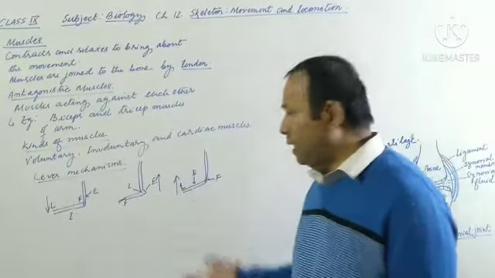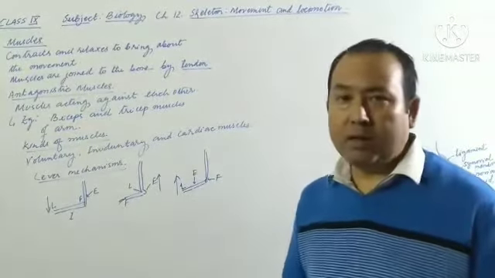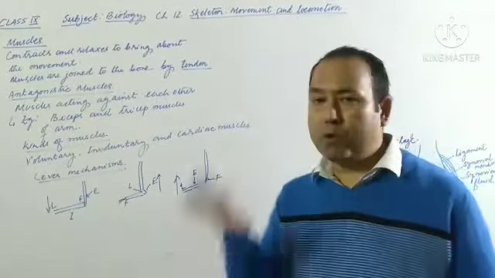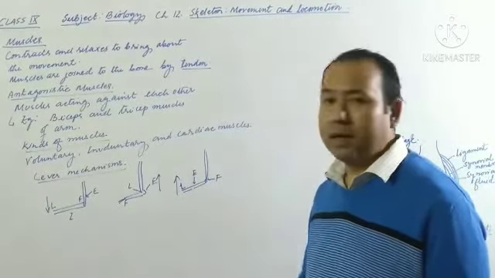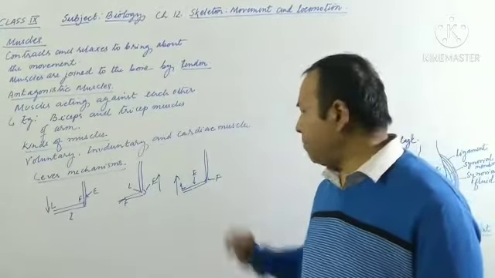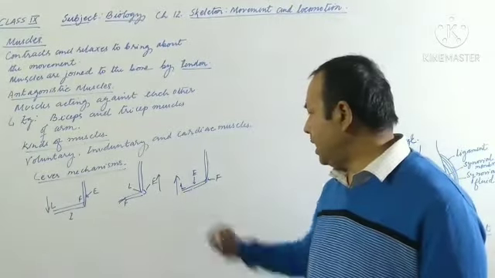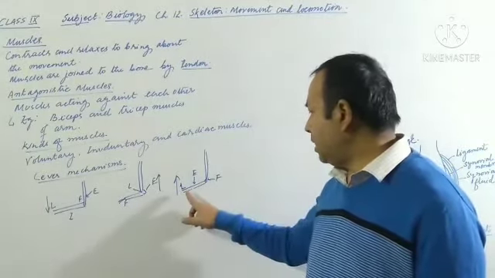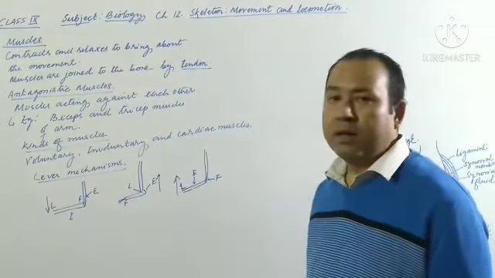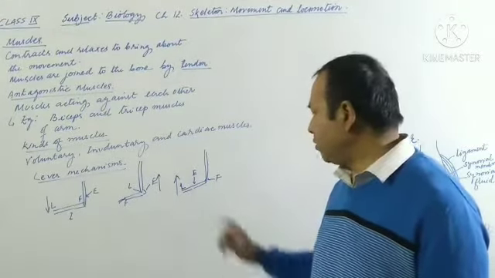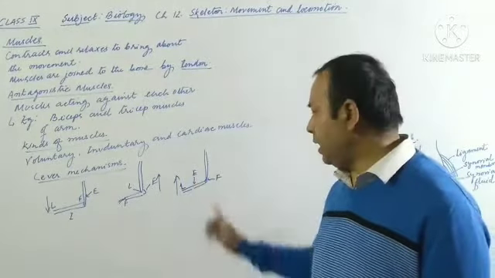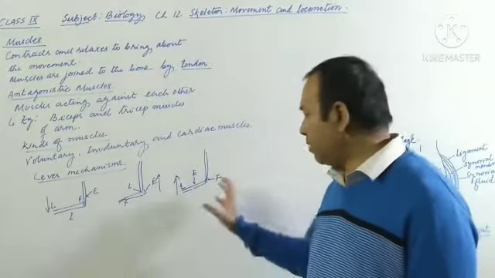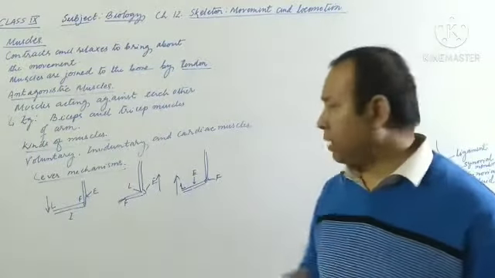But when we lift something by our arm in upward direction, effort is exerted in the middle of the lower arm. Load is situated here, and this whole structure is supported by the elbow joint, so the fulcrum is situated here. In this case, effort is situated in the middle, so this particular combination shows class 3 lever.